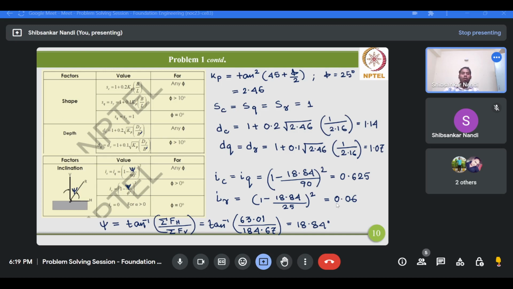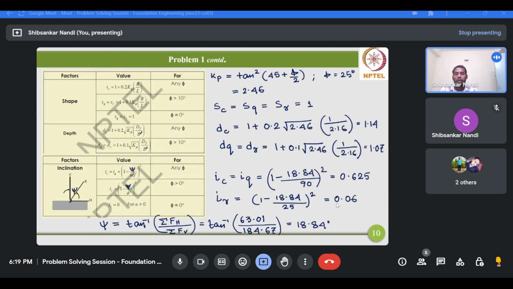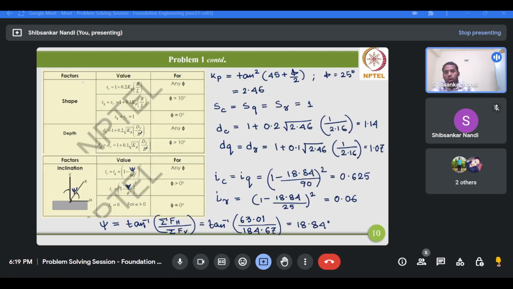Okay, so in this way we have got all the factors which are required to calculate the ultimate bearing capacity first, and then the net ultimate bearing capacity, and finally the net ultimate load, and subsequently the factor of safety against bearing. Okay, so it's very easy to calculate the ultimate bearing capacity. Then just you have to substitute all these values.